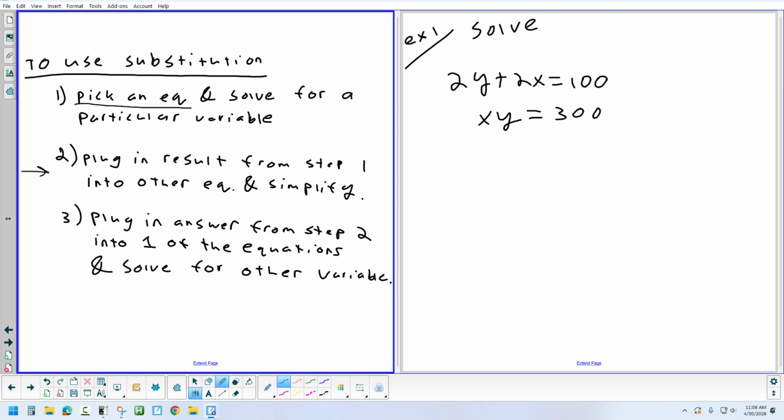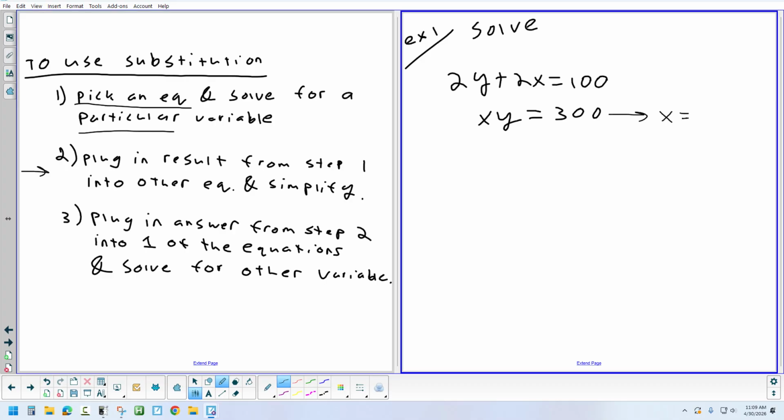So we pick the equation. And now we've got to solve it for a variable. Which variable in the bottom do you want to get by itself? X or Y? Yeah, X. So we're going to get X by itself. How would you get X by itself in that equation?